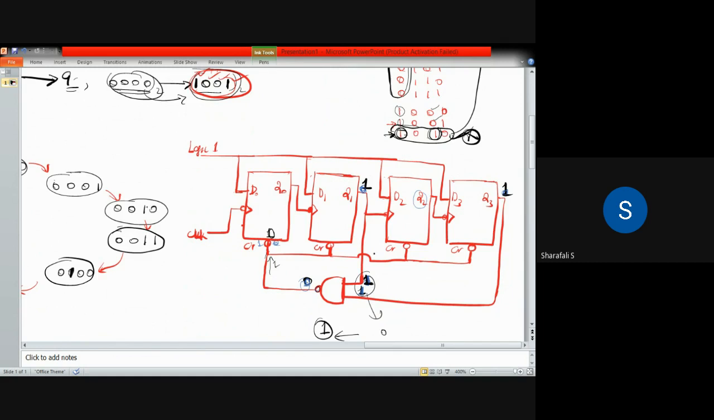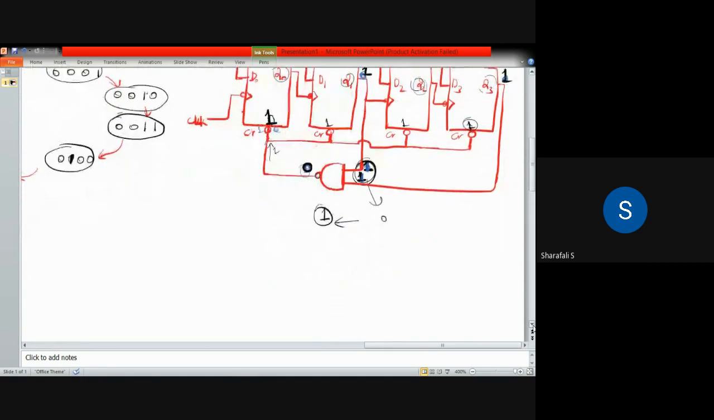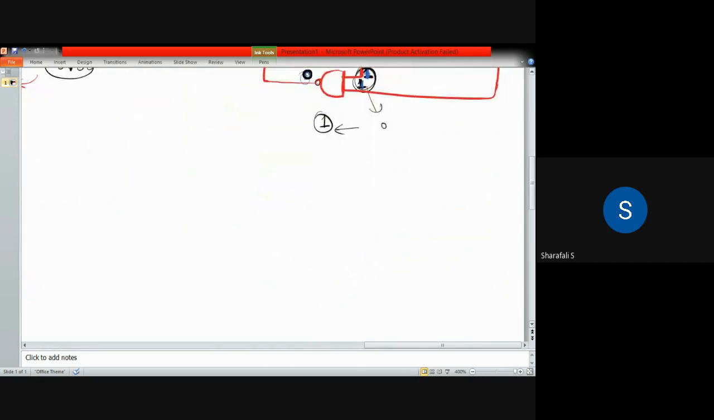So only in this particular state we are having both Q1 and Q3 equal to 1. At that moment we will have the output of the NAND gate equal to 0. That produces the clear command equal to 1 in all these flip flops, and that will clear the memory of each of these flip flops to 0. And we will get 0, 0, 0, 0 as the output. So this is how we can restrict this particular counter up to 10, and this counter is called a decade ripple counter because we have only 10 states.